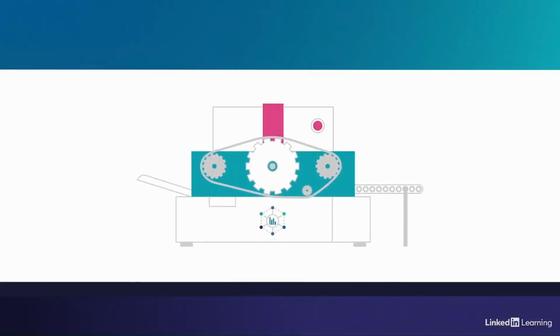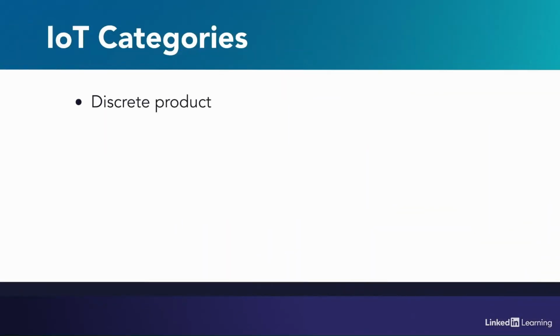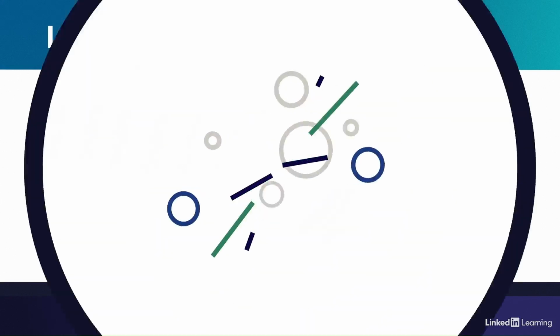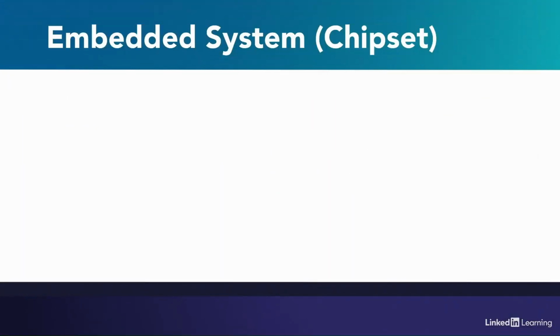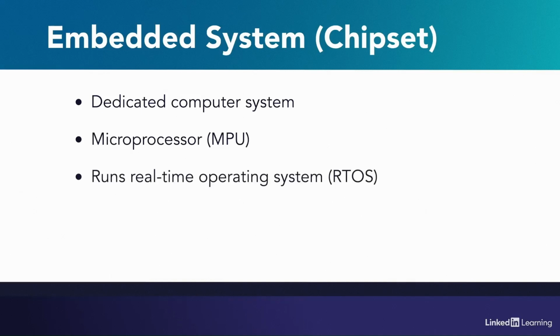All incremental value from an IoT product comes from transforming its data into useful information. Sensors are one of the two main sources of data in IoT. They're mostly responsible for connecting sensors to the internet. Remember, an IoT product is a discrete product, a system, or an environment. An embedded system, sometimes called an embedded chipset, is a dedicated computer system that lives on the edge of the network. Instead of a CPU, it runs an MPU. And instead of a traditional operating system, it runs an RTOS, otherwise known as a real-time operating system.